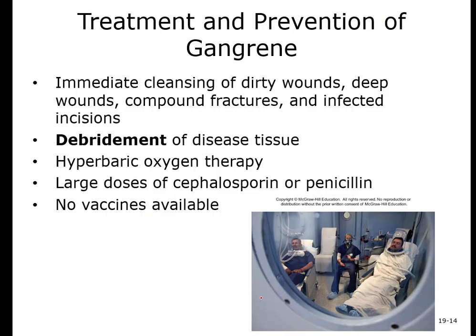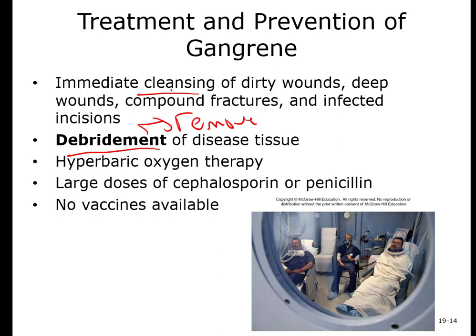There are other ways we can treat gas gangrene. Obviously, immediately if there's a wound, we will clean the wound very thoroughly. Debridement of any infected tissue, which means we remove the site of the infected tissue. Hopefully, it's not a full-on amputation.